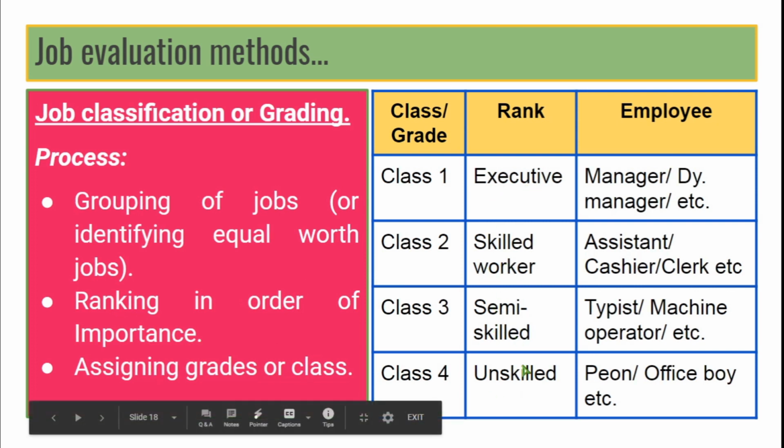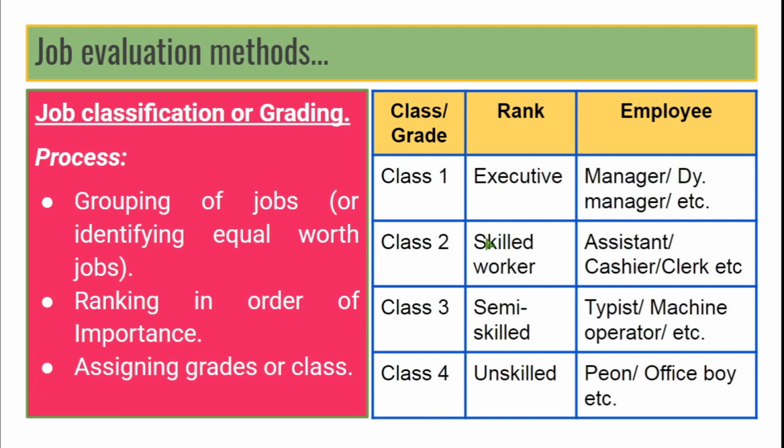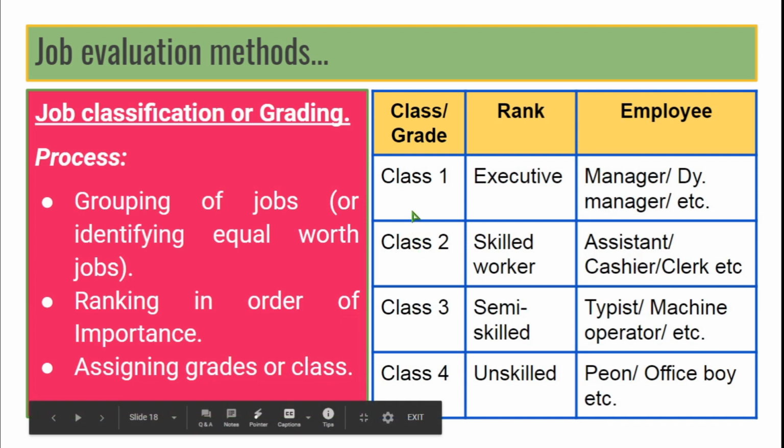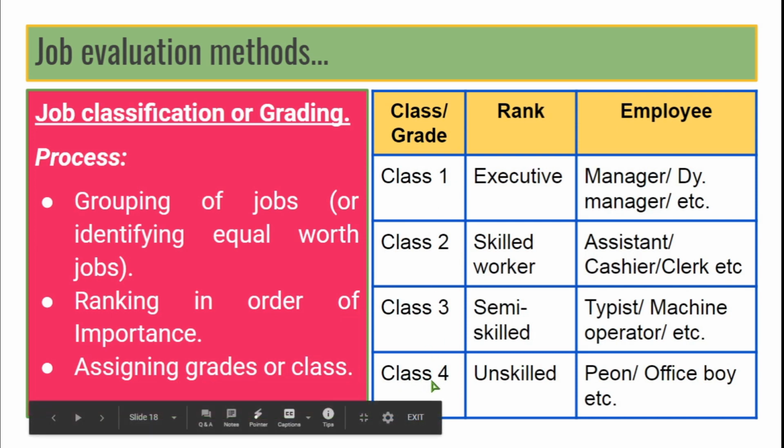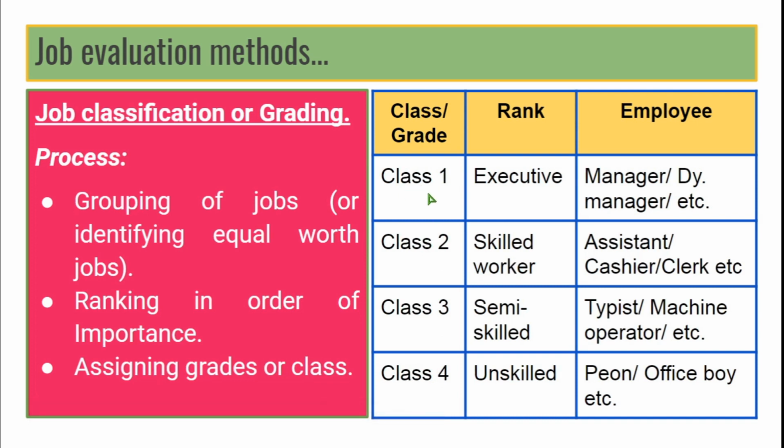Alright, then these groups are ranked in order of their importance and placed under different classes or grades. Here in the figure, executives are most important among these 4 and unskilled are least important. And they are placed under different classes or grades like class 1, 2, 3 and class 4.